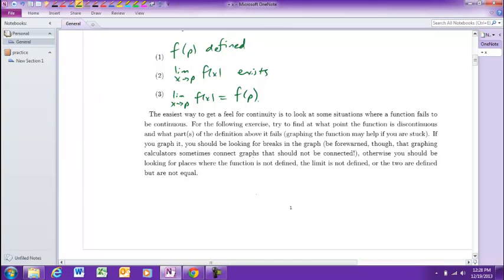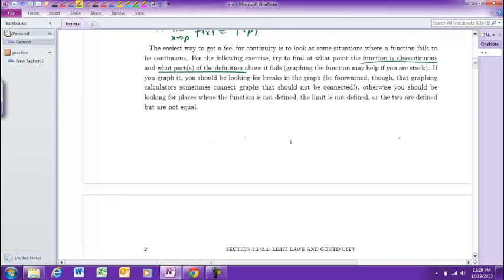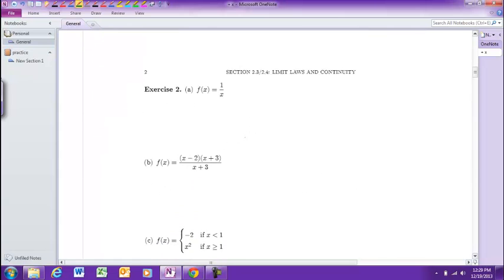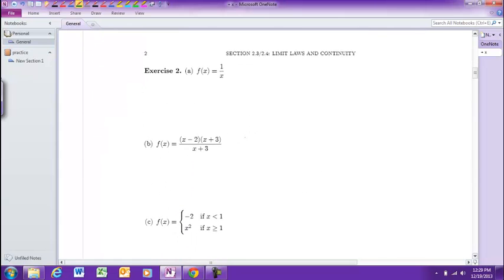And what I want you to do now is we're going to look at this exercise. I'll go ahead and do part 1 of the exercise, but then I want you to do the rest, and I want you to basically look at these functions and try to figure out where the function is discontinuous and also what part of the definition it fails. And it may help you to graph it, it may help you to just sort of look at the function and figure out places where it's not going to be defined. But go ahead and let's do part A together, and then I'll have you pause the video.